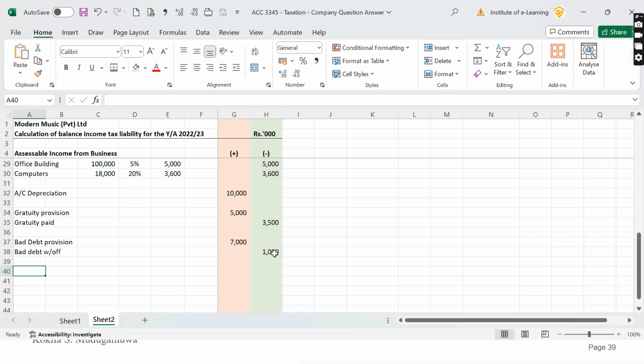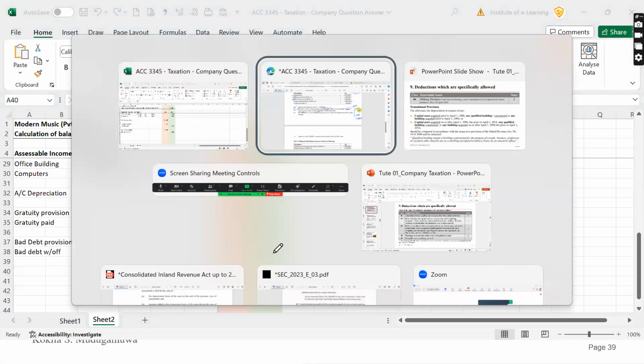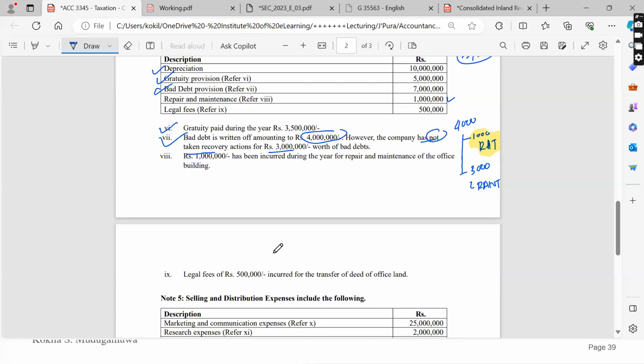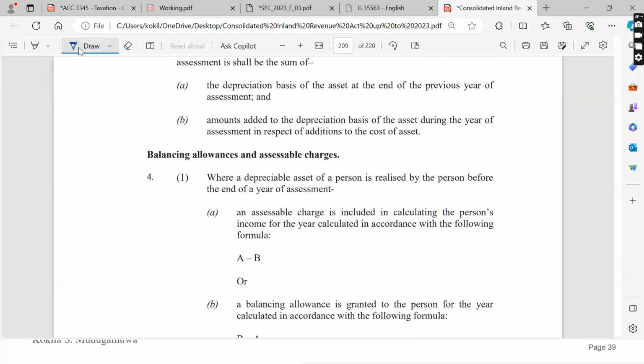You have to disallow the major improvement and separately claim the capital allowance by adding the disallowed part to the tax written down value. Here, since that provision is going to be removed, no adjustment is required as it is not an improvement. So here it is repair and maintenance only. Repair and maintenance of a capital asset is not an improvement. You do a repair, you do maintenance. But if you go to the Inland Revenue Act, repair and improvement.